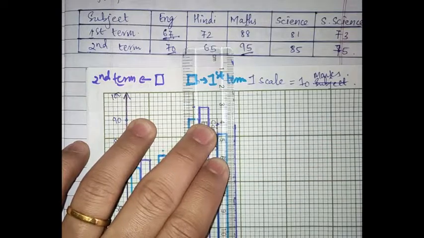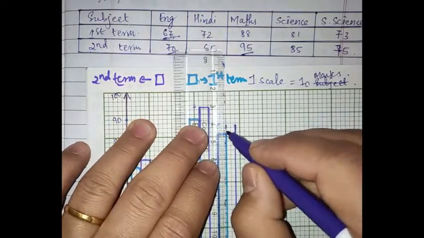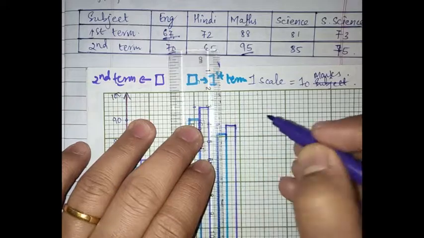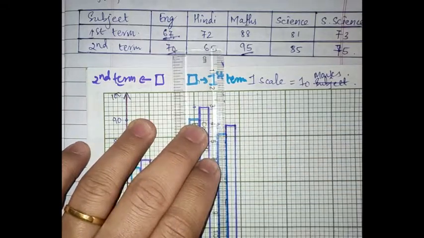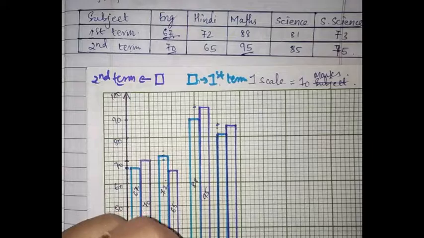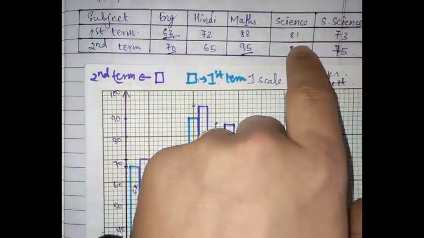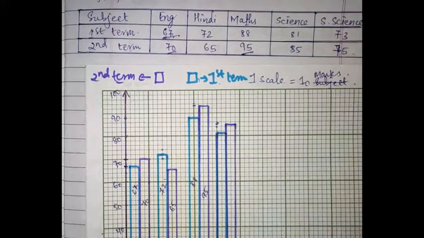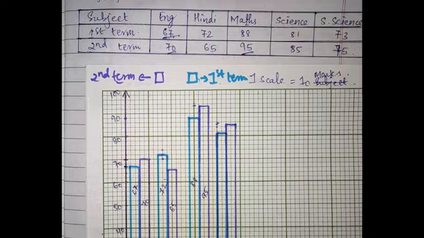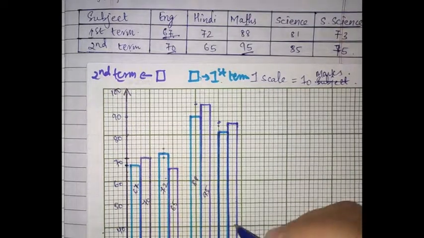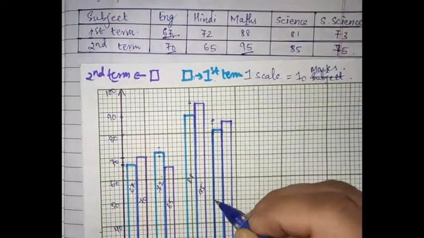Students, you have to be very careful because each has its own value, so you cannot plot a different number here. If you cross this limit, it will become 86. But the actual marks is 85. So how can you make 85 into 86? That will be impossible, right? That will be incorrect also. So you have to be very careful. So this is representing 85 and this is representing 81.